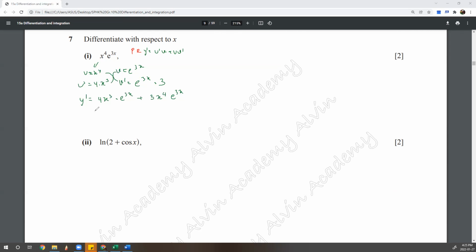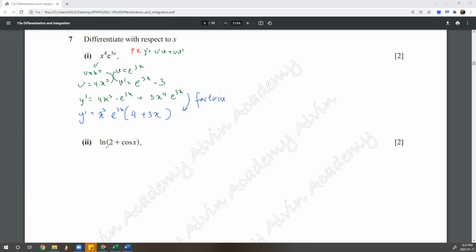Again, if you are looking for the simplest answer, you can get the x power 3 out of the equation, to factorize, I mean. And then e power 3x can also be taken out of both parts. So the rest will be 4 plus 3x. Done. You do the factorization.